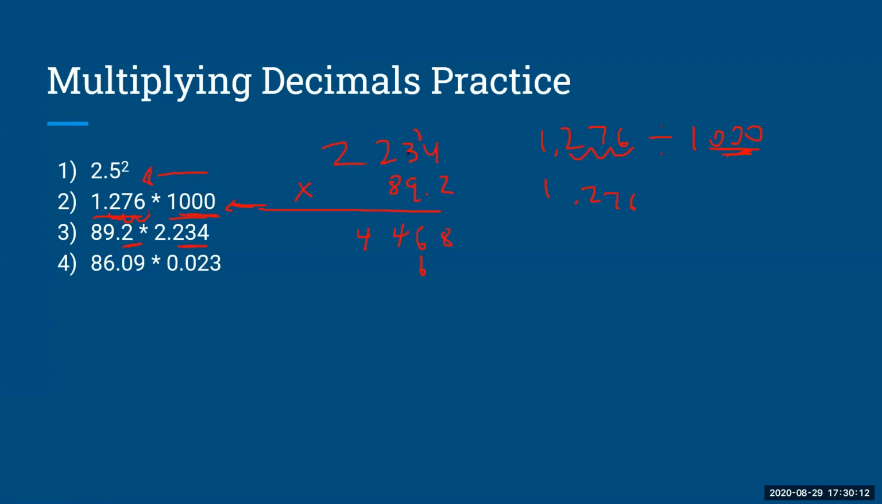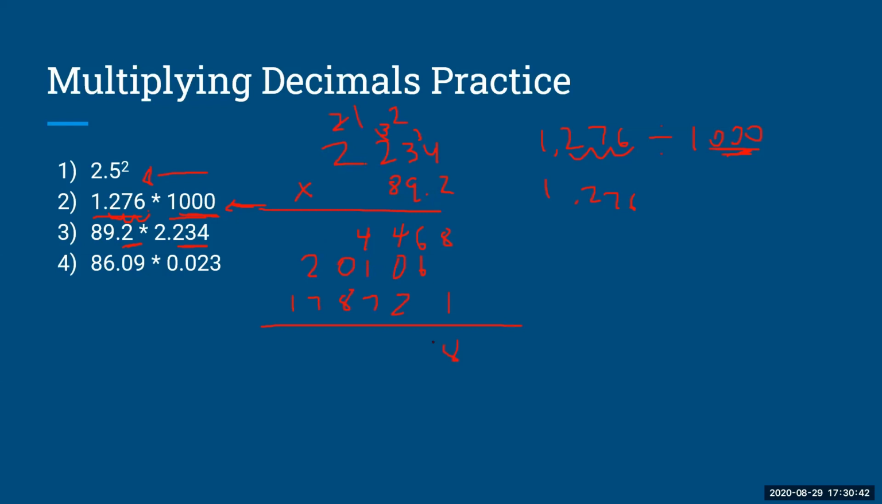9 times 3 is 27. Plus 3 is 30. So 0. Carry the 3 over. 9 times 2 is 18. Plus 3 is 21. So put the 1, carry the 2. 9 times 2 is 18. Plus 2 is 20. So right here. Okay. 8 times 4 is 32. 8 times 3 is 24. Plus 3 is 27. 8 times 2 is 16. Plus 2 is 18. 21. 8 times 2 is 16. Plus 1 is 17. Then you simply add it together.